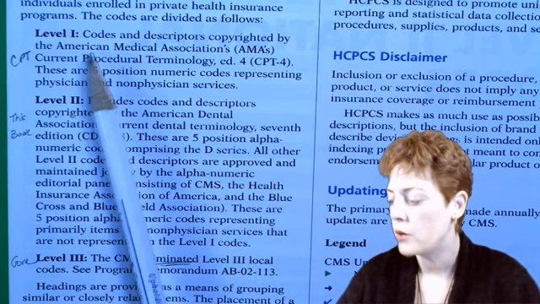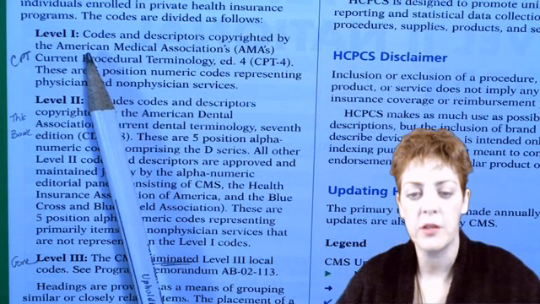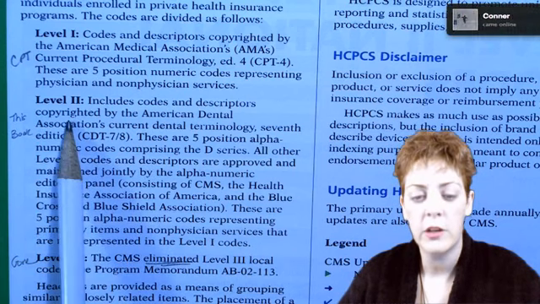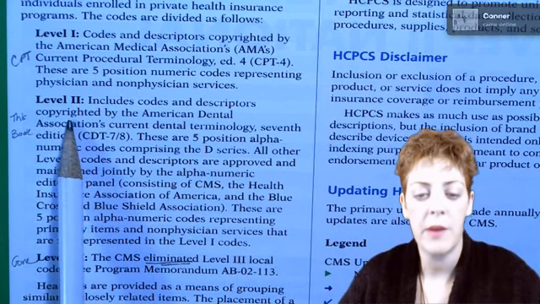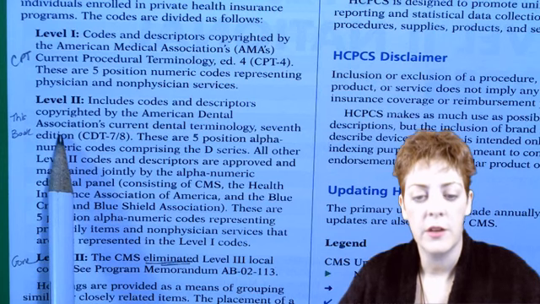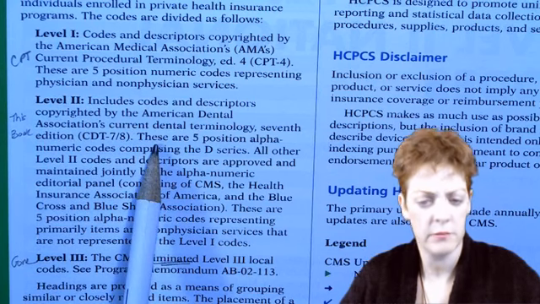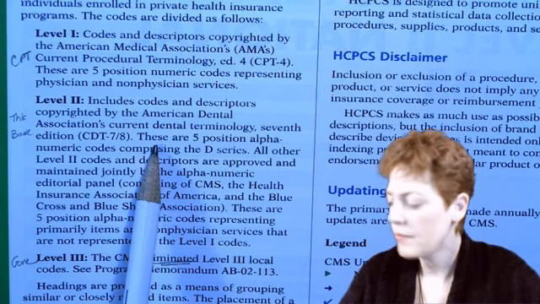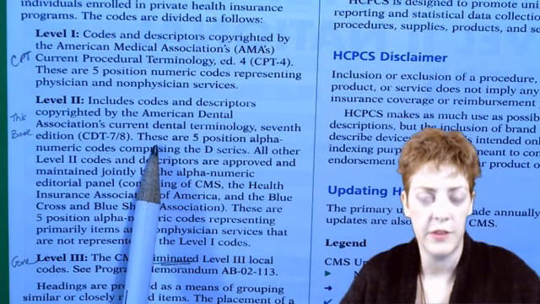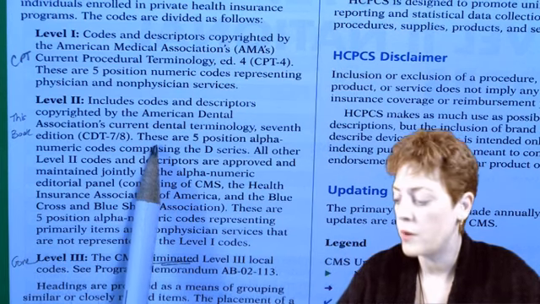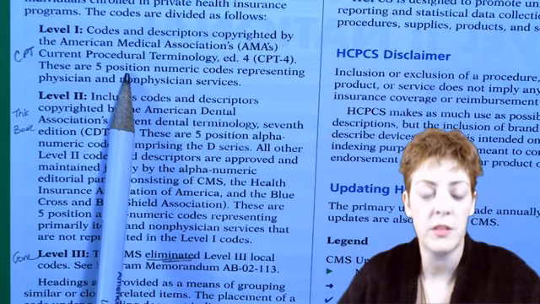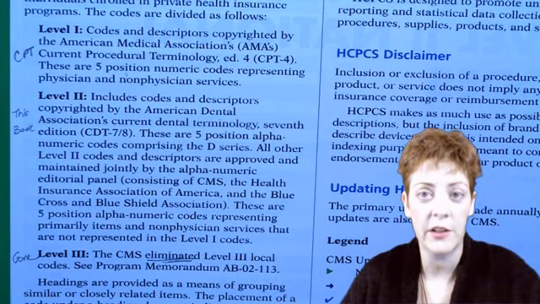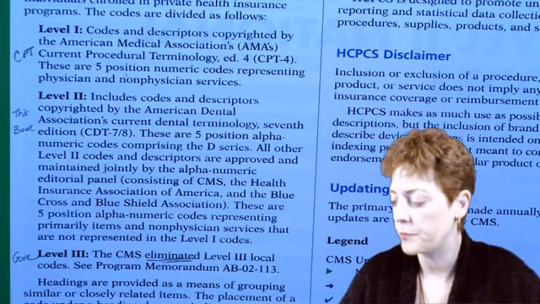Level 1 are codes and descriptors copyrighted by the AMA, and that's the CPT. Level 2 includes codes and descriptors that are five-position alphanumeric. It's not just the American Dental Association, I don't know why they just said that. The codes are alphanumeric, so A through V pretty much is what they start with, and then four numbers, whereas CPT is five numbers. So that's how you can tell right away, if a claim form was dropped in front of you and you're just looking at the code numbers, that if it starts with a letter, it's an HCPCS level 2 code.